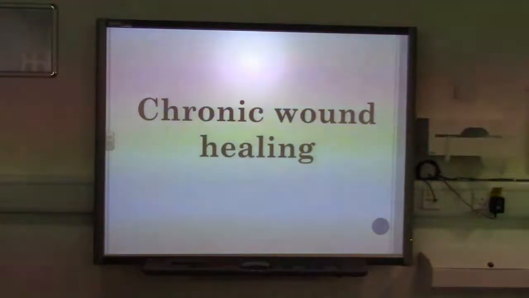So we'll now move on to what happens when the normal stages of wound healing don't happen and the wound becomes chronic. Chronic wounds are stalled in the inflammatory phase of healing. There are excessive levels of pro-inflammatory cytokines, proteases, including our matrix metalloproteinases, and reactive oxygen species, as well as persistent infection that then causes that wound to become chronic.